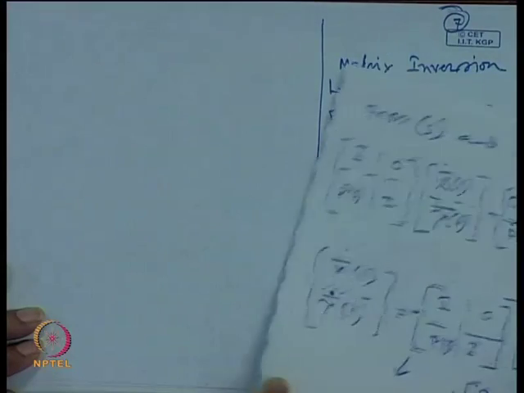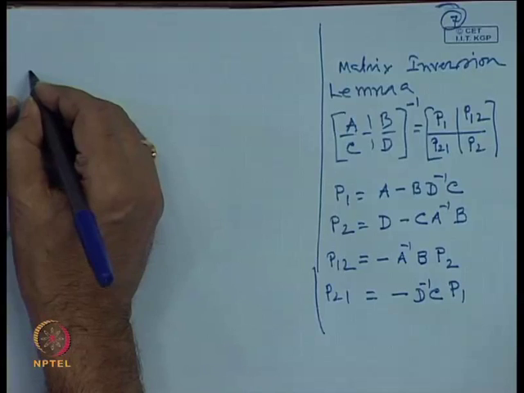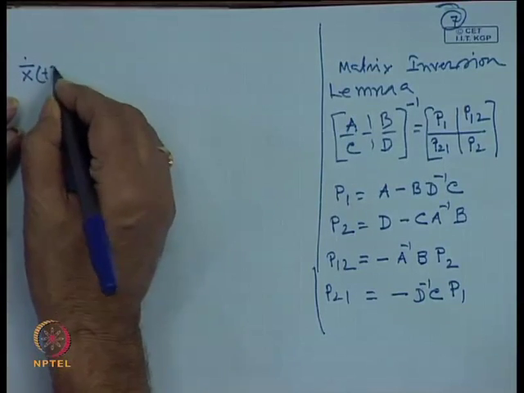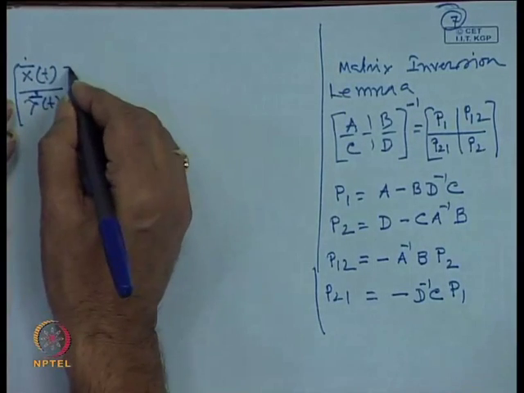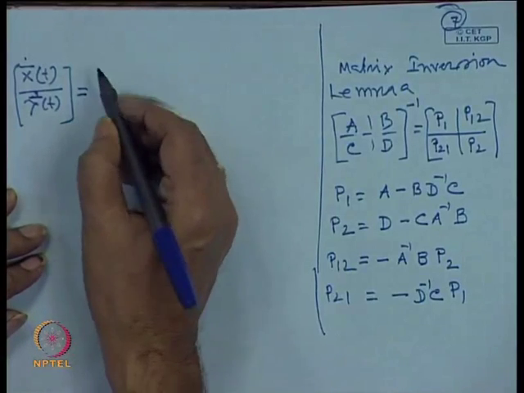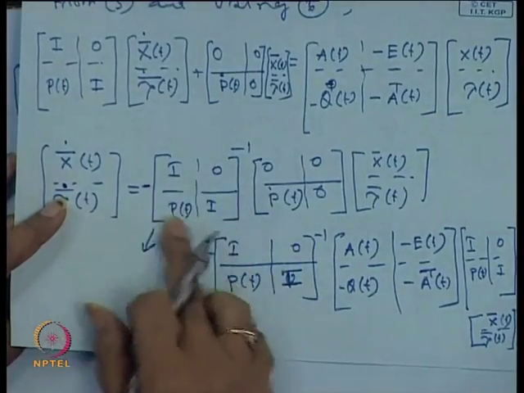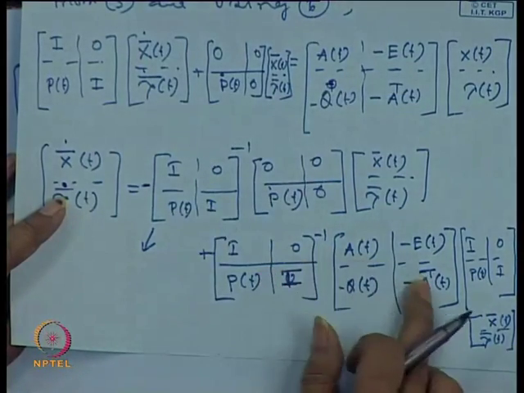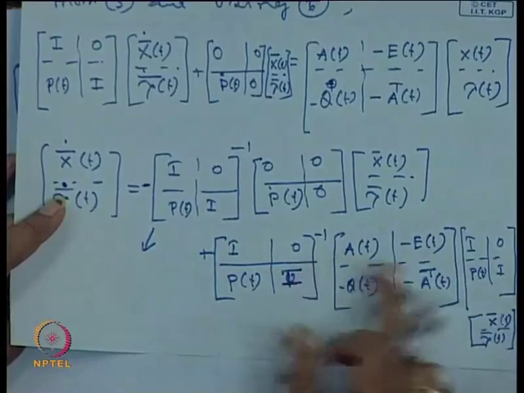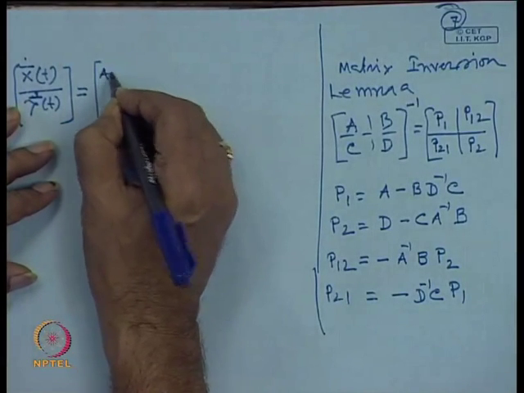So, if you put the matrix inversion lemma here and simplify, ultimately I will get the final expression. I am writing x lambda bar dot of t, this is what I will get. Please see the final expression. You use the matrix inversion lemma, then multiply these three matrices and add it. Then finally, you will get this matrix.